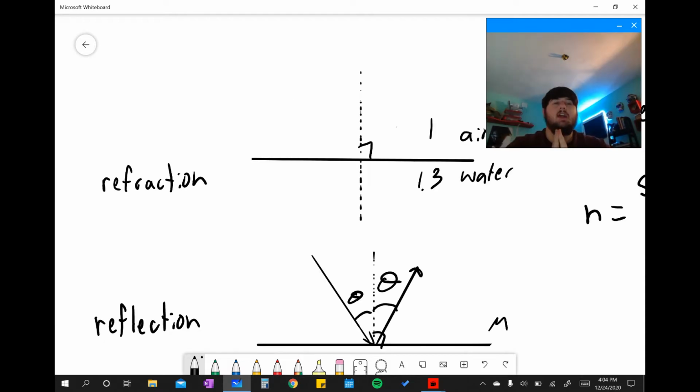If you have light that's traveling through a vacuum, or air, which we'll call air vacuum, it's going to move straight. It's not going to bend if nothing happens to it. If you just let it go and do its own thing, it's going to move straight.